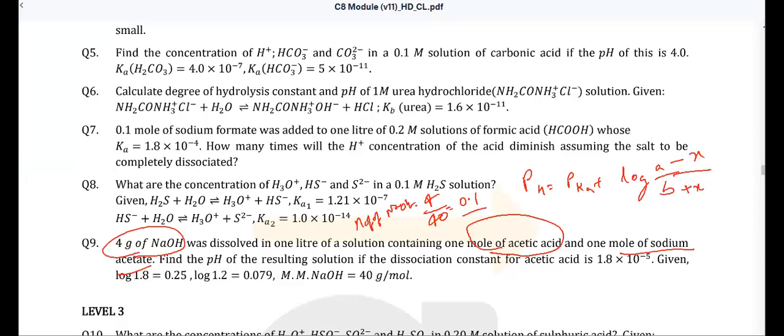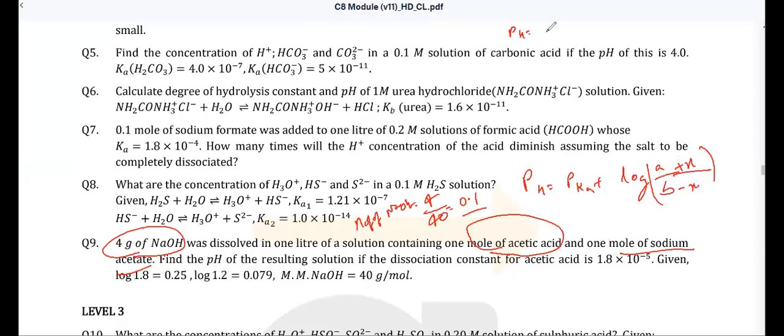Sorry, base will react with acid, so acid will be consumed. So A and B equally, it was 1 mole and 1 liter. So pH is equal to pKa, which is 1.8 per minus 5. It is given, right?